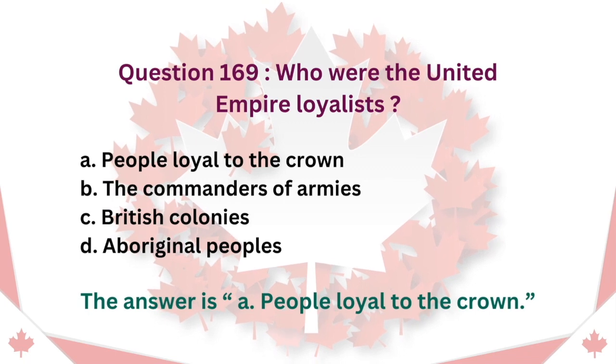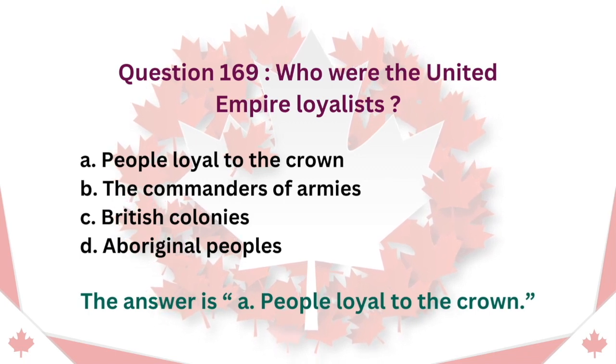Question 169. Who were the United Empire Loyalists? A. People loyal to the Crown. B. The commanders of armies. C. British colonies. D. Aboriginal peoples. The answer is A. People loyal to the Crown.